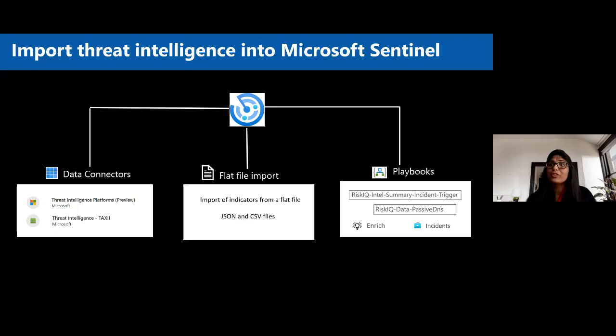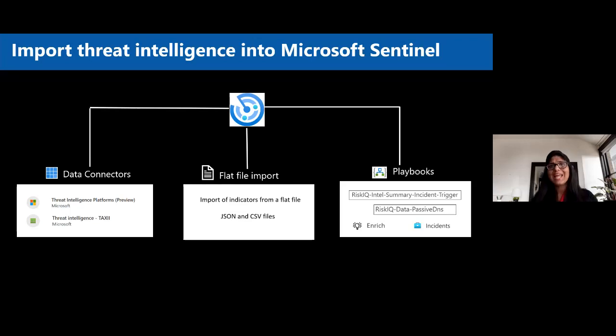I would say they are of three types. The first is obviously the basic data connectors. Data connectors are the vehicle by which you import different kinds of data into the product, whether it's threat intelligence or event data. For threat intelligence, there are two data connectors that Sentinel offers today. One is the threat intelligence TAXII connector, and the other one is the threat intelligence platforms connector.